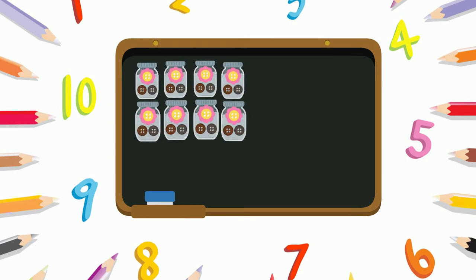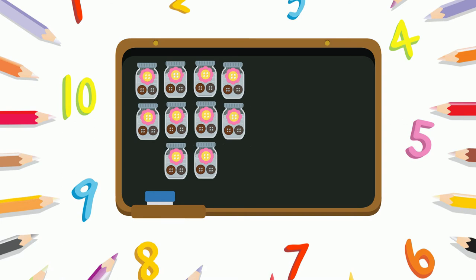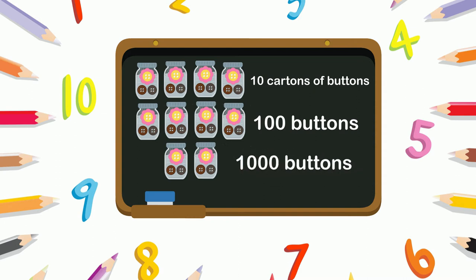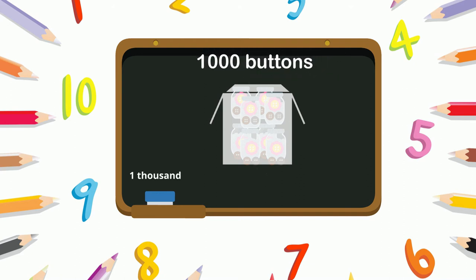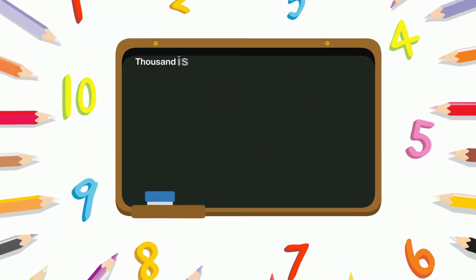Now the thing to learn here is, if we group together 10 cartons of buttons, say putting them in stacks with each carton having 100 buttons, the total will be 1000 buttons. 10 into 100 is equal to 1000. So each stack of the cartons will have 1000 buttons. So 1000 is equal to 10 hundreds is equal to 100 tens is equal to 1000 units. Thousand is the place value next to hundred in a number.